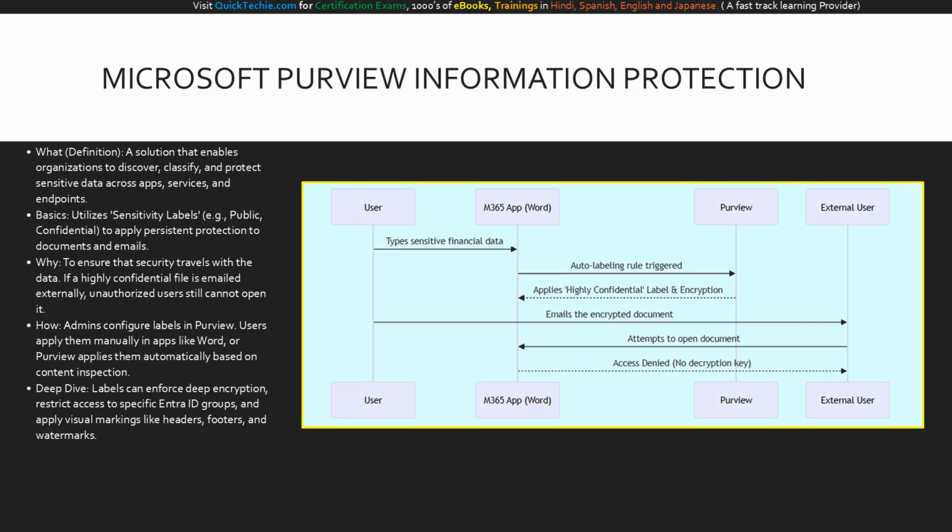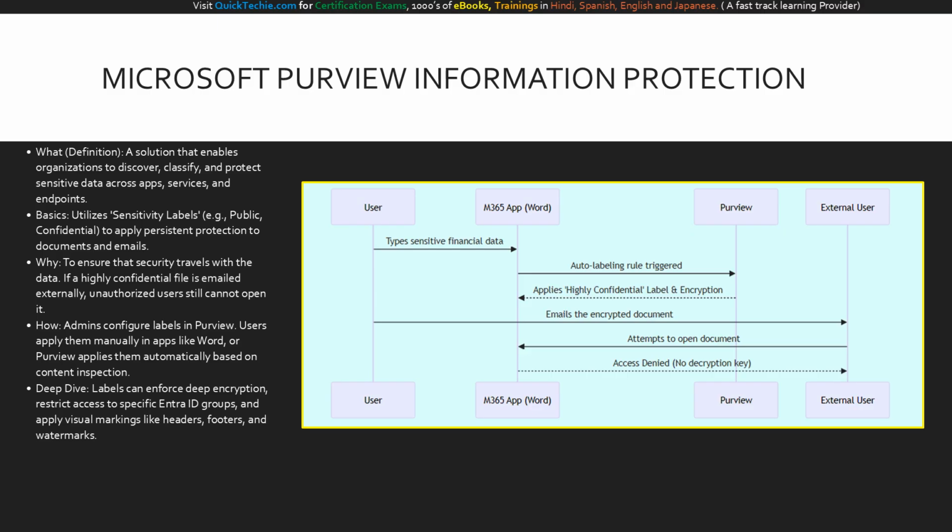How is this achieved? As an admin, you design these labels in Purview. Your users can apply them directly in Word or Excel, or you can use auto-labeling rules to apply them instantly when sensitive info, like credit card numbers, is detected. Diving deeper, these labels do more than just categorize. They actively enforce deep encryption. If a file is labeled highly confidential, finance only, and it accidentally gets emailed to a vendor, that vendor will be cryptographically blocked from opening the file.